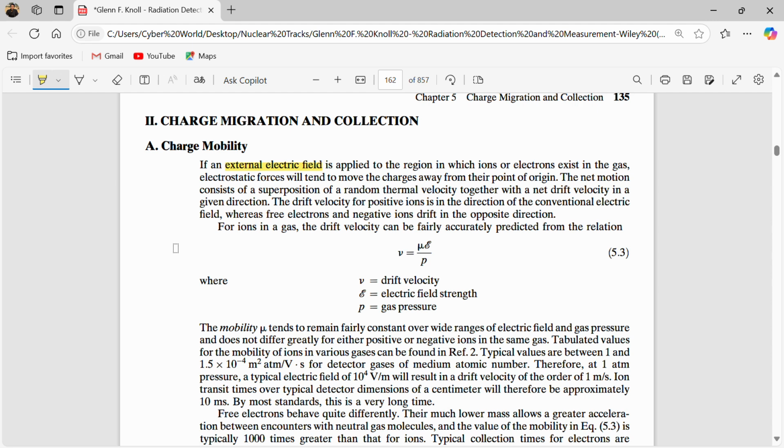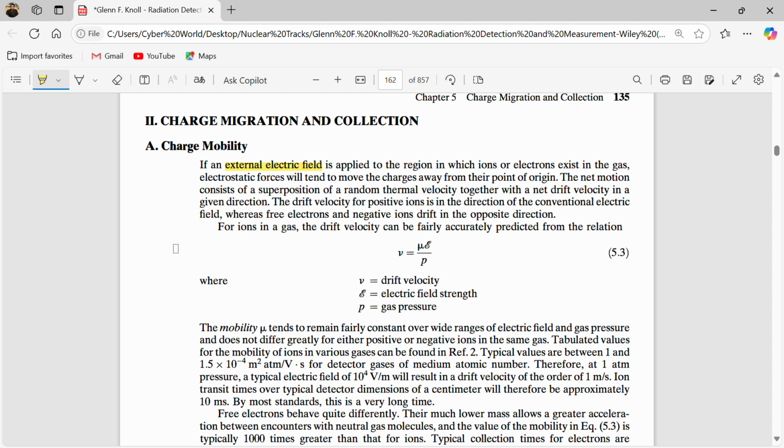If an external electric field is applied to the region in which ions or electrons exist in the gas, what should happen? The electrostatic forces will tend to move the charges away from their points of origin. So definitely the electrons or ions in that gas will be deflected due to the electrostatic forces, which tend to move the charge inside the gas.